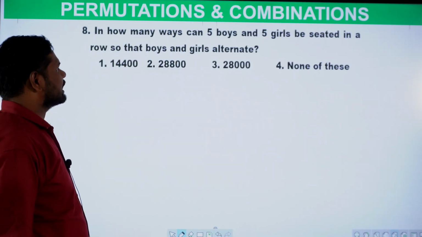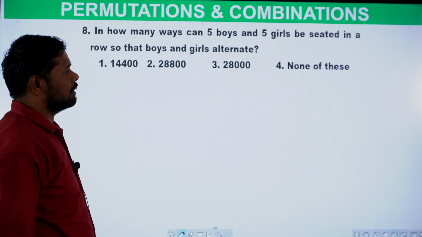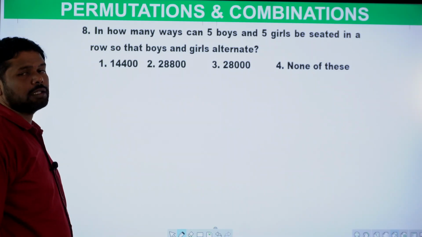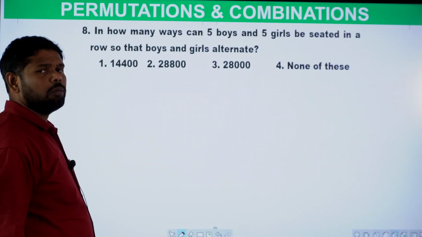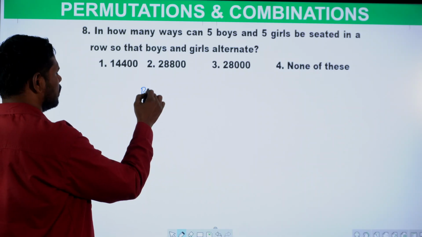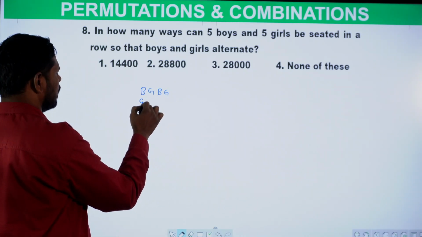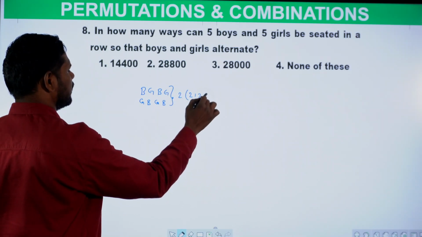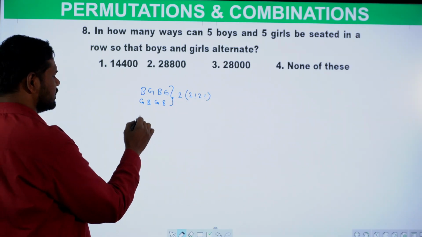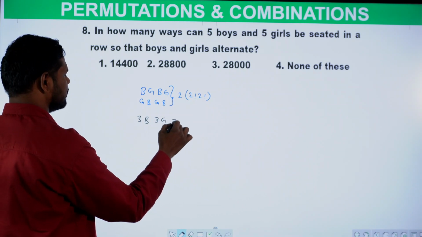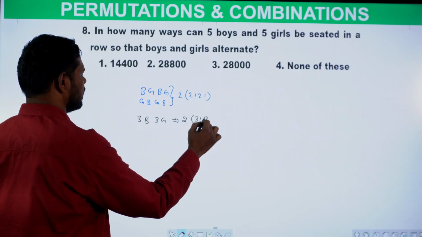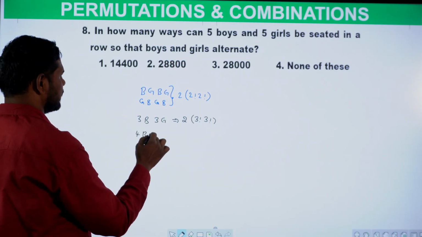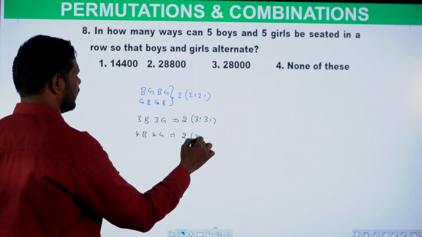In how many ways can 5 boys and 5 girls be seated in a row so that boys and girls alternate? So, equal number of boys and equal number of girls. 2 boys and 2 girls means boy, girl, or girl, boy. Like this we can. So, 2 into 2 factorial into 2 factorial. 3 boys and 3 girls means 2 into 3 factorial into 3 factorial. We can arrange them alternately. 4 boys and 4 girls means 2 into 4 factorial into 4 factorial.